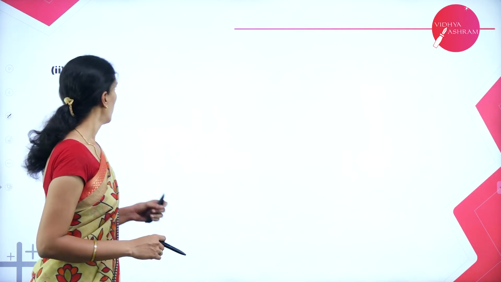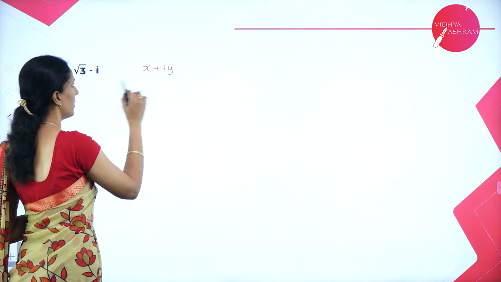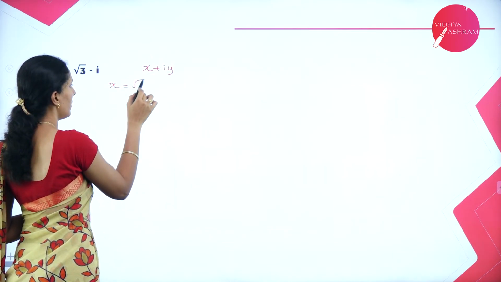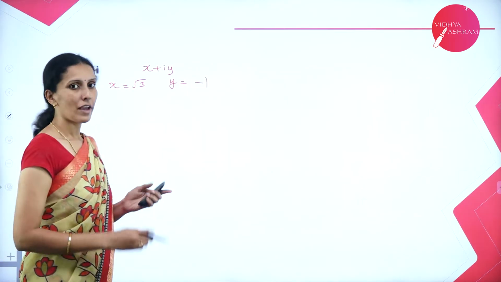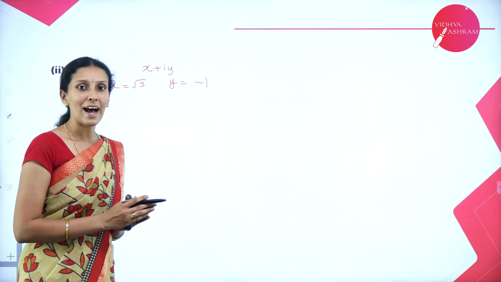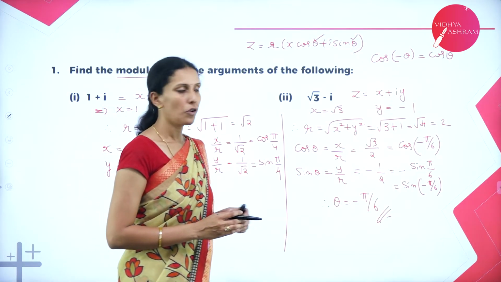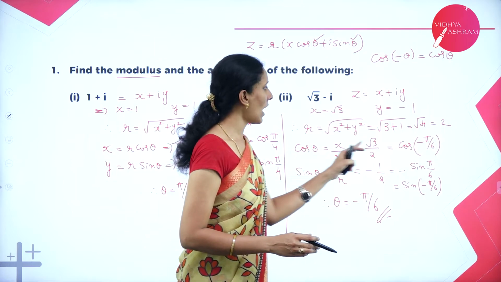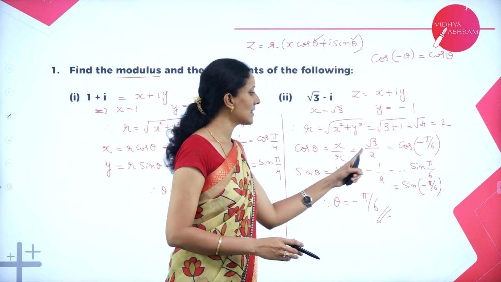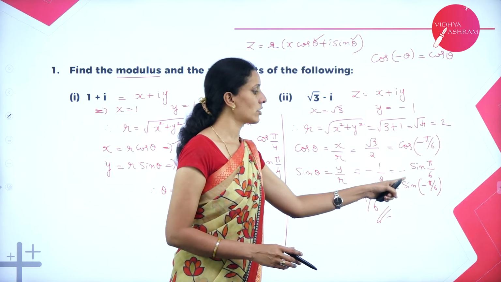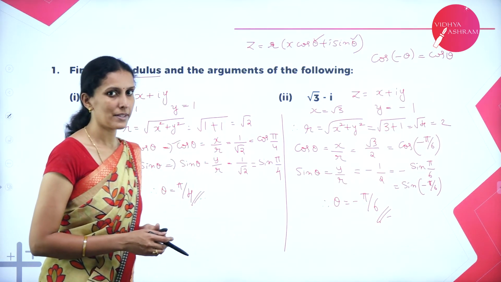The next one, root 3 minus i. Clearly x plus iy means x value is root 3, y value is minus 1. We have already done to find r and theta in the previous problem. Let's look at that problem now. So for root 3 minus i, we have got r is equal to 2 and theta is equal to minus pi by 6. Since we get sine as negative, which is minus pi by 6. So the theta is minus pi by 6 here.